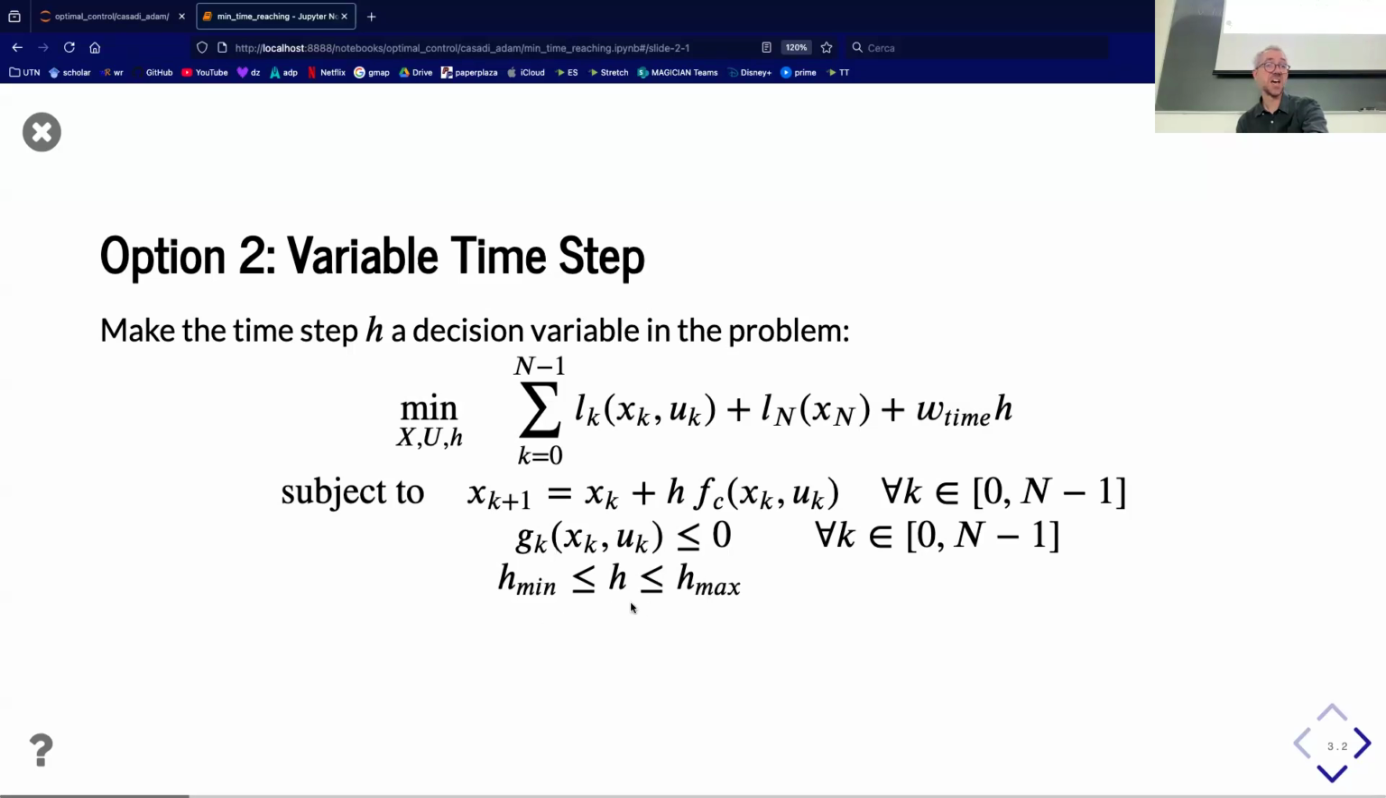And then you may want to have a lower and an upper bound on the time step. So you don't want the solver to make it too large or too small. Especially you don't want the time step to go below 0. So for sure a lower bound I think is a good idea.